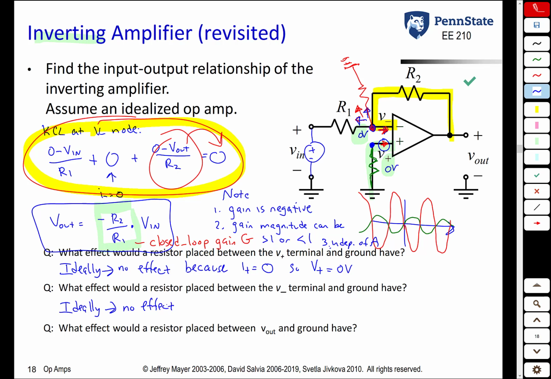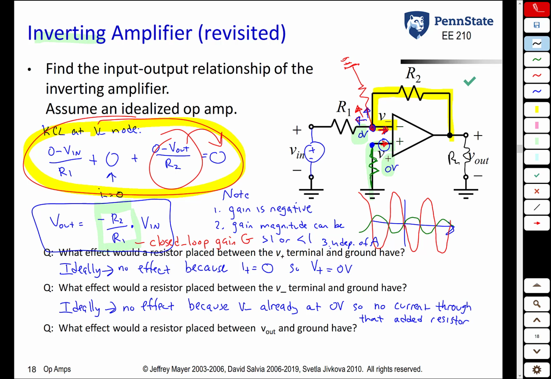Why would this have no effect? Because the voltage at the inverting input terminal is already virtually 0 volts, so there would be virtually no current flowing through that added resistor. The final question is, what effect would a resistor placed between the output terminal and ground have? So in other words, if we were to connect up a load, let's call this RL, connected between V out and ground, what effect would this have on this equation?